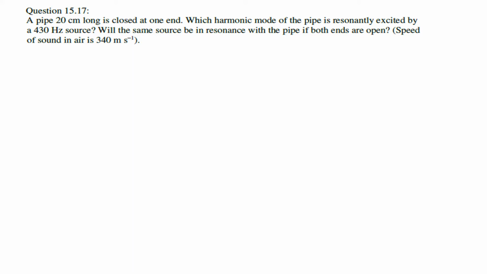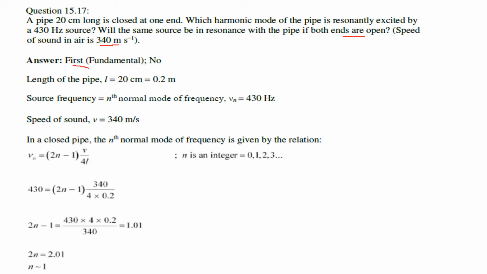A pipe 20 centimeter long is closed at one end. Some harmonic mode of the pipe is resonantly excited by a 430 Hz source. Will the same source be in resonance with the pipe if both ends are open? The speed of sound in air is to be taken as this much. The answer is, it should be the first fundamental, and the second part is no. How? Let us see. We'll write whatever is given to us. The length of the pipe is 20 centimeter, so just divide it by 100, you get it in meter. What is the source frequency? The source frequency is simply the nth normal mode frequency, which we call nu n. So nu n equals 430 Hz.